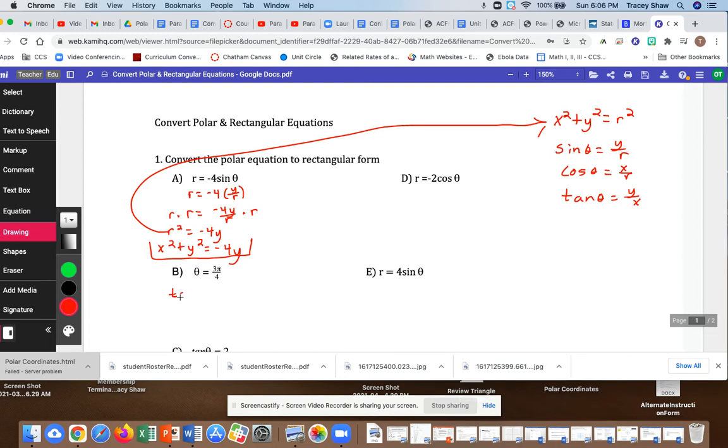I'm going to tangent the left side, which is fine as long as I tangent the right side. And using the fact that tangent theta is y over x, I'm going to replace tangent theta with y over x. The tangent of 3 pi over 4 is actually negative 1, using the unit circle. Y over x is negative 1, and then I'm just going to multiply x on both sides, and y is equal to negative x.